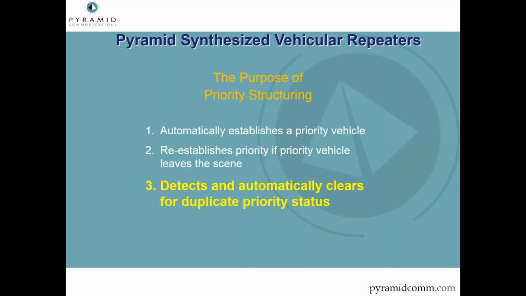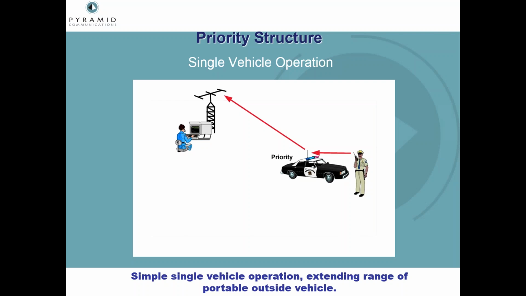And that's one of the beauties, and kind of jumping ahead to step 3, is that the pyramids automatically detect if there are duplicate priority units on the scene and clear that out using our methods of priority sampling and ESP. Okay, so in a single vehicle operation, again, pretty straightforward. The priority vehicle is going to handle all the traffic. There's only one vehicle on the scene, so of course it is the priority.